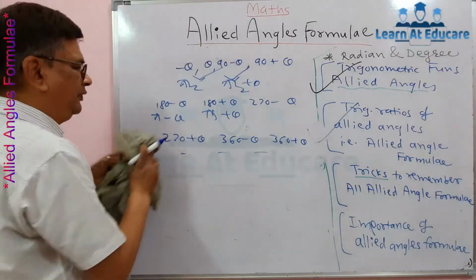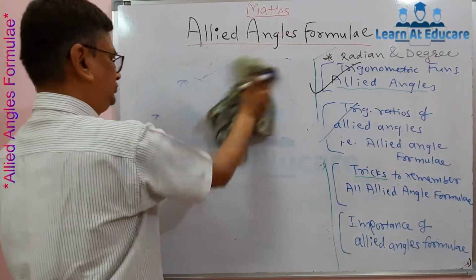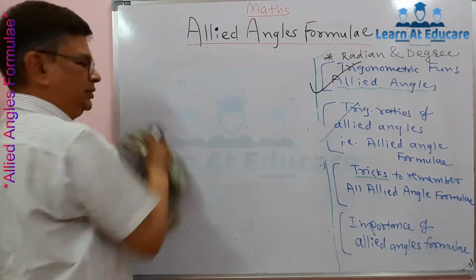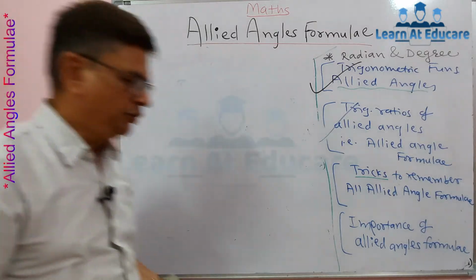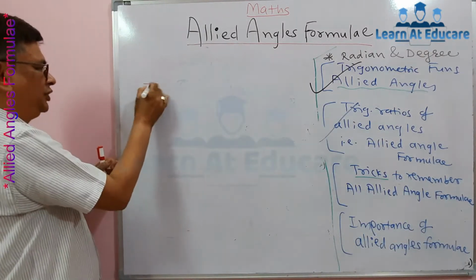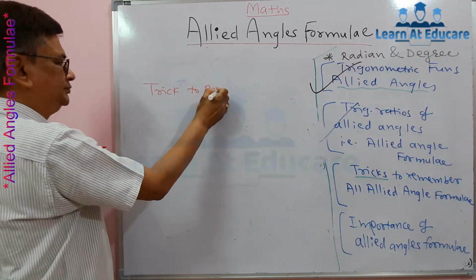Now there is a trick to remember these formulae. What is the technique? What is the trick? What is the method to remember such allied angle formulae? So I will give you the trick to remember.